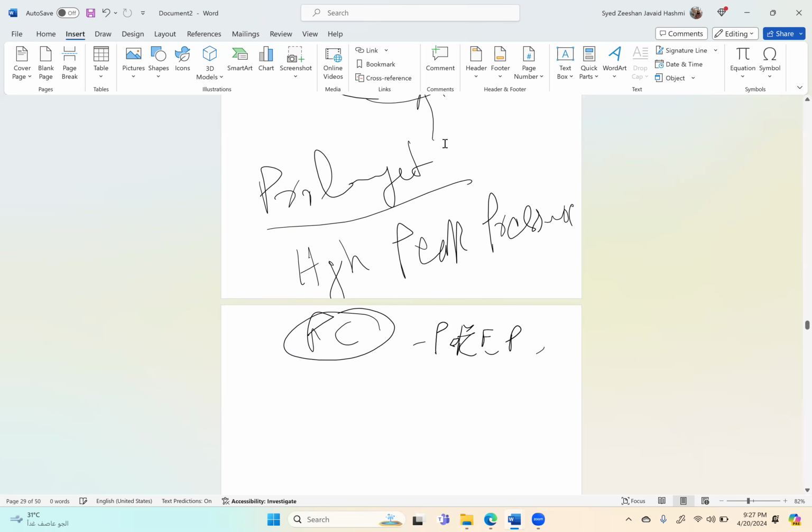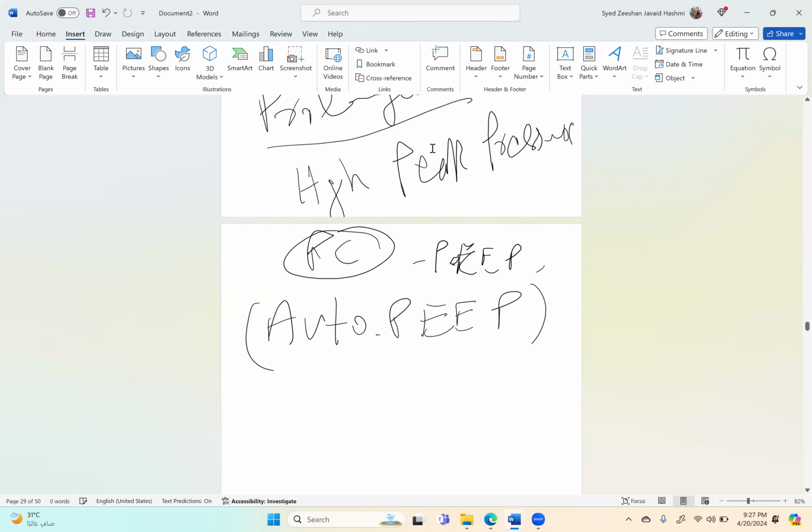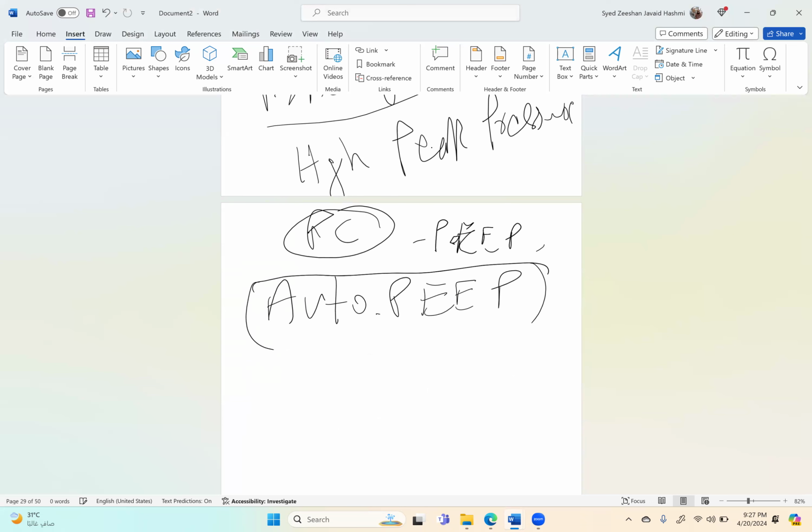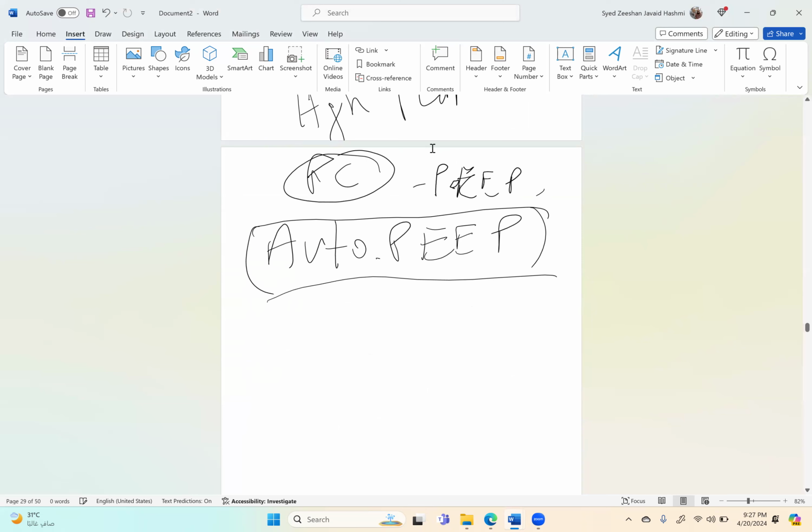I have just tried to give you a concept, and now you can read in detail. Auto PEEP is not a very good topic for me. I need to read about it, so apologies for that. I don't have a very good concept. I never understood this intrinsic PEEP and extrinsic PEEP. Unfortunately, I'm not in a position to explain it to you in detail. I need to read about it, so I apologize for this.